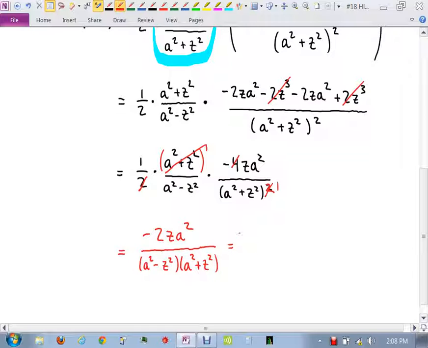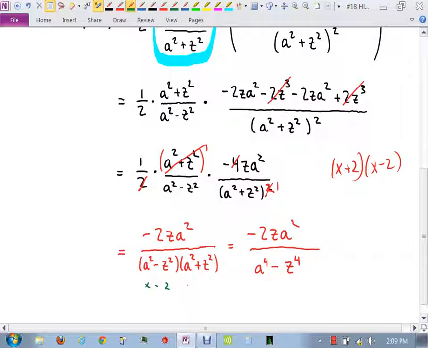Hey, isn't that a to the fourth minus z to the fourth? Like if I were to write x plus 2 times x minus 2, you would say that that's x squared minus 4, wouldn't you? That's a difference of squares factored. I'm just doing that here: x minus 2, x plus 2, so it should be x squared plus 4. So that is a difference of squares factored. Do y'all agree or not?